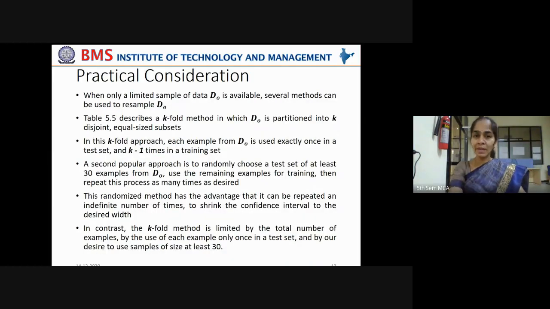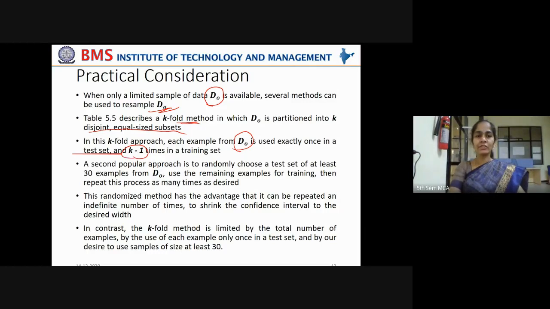Now, when only a limited sample of data D naught is available, several methods can be used to resample D naught. What is one method? The k-fold method. This we know already. Dividing the data set into k partitions, taking one partition as the test set and k minus 1 partitions for the training set. In this method, D naught is partitioned into k disjoint equal-sized subsets. In the k-fold approach, each example from D naught is used exactly once in a test set and k minus 1 times in a training set.